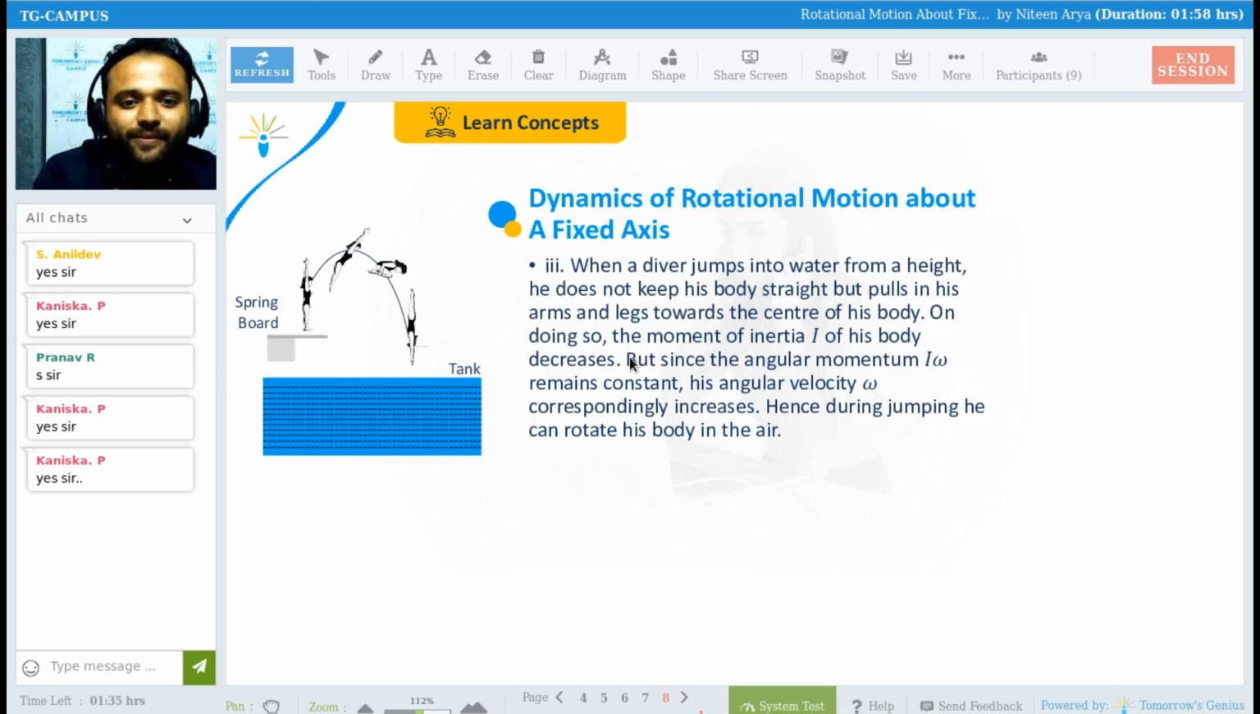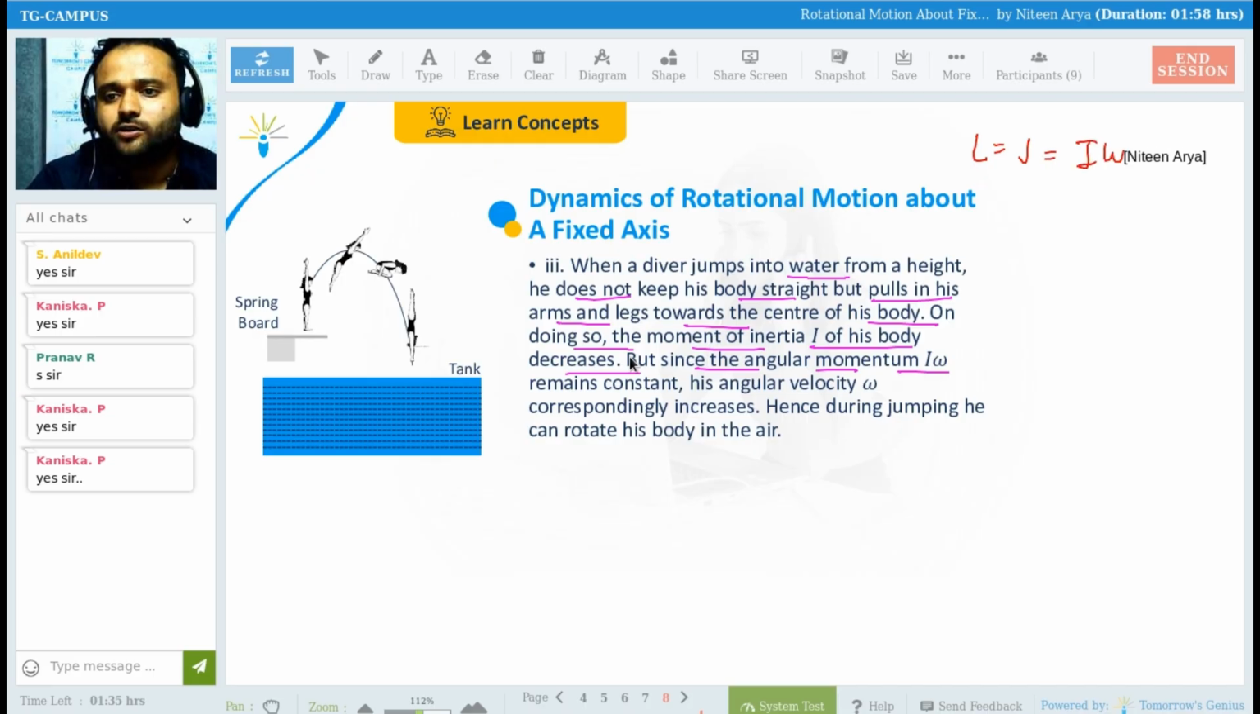So that is how in real life also, when a diver jumps into the water from a height, he does not keep his body straight, but pulls in his arms and legs towards the center of his body. On doing so, the moment of inertia I of his body decreases, but since angular momentum, which is I omega, keep this in your mind, L equals J equals I omega.